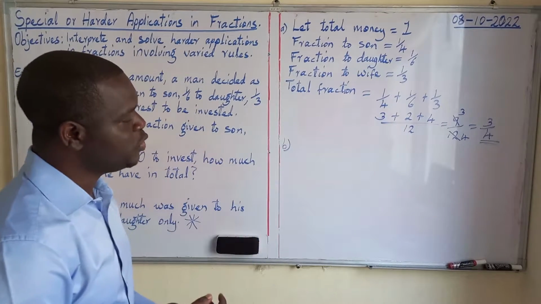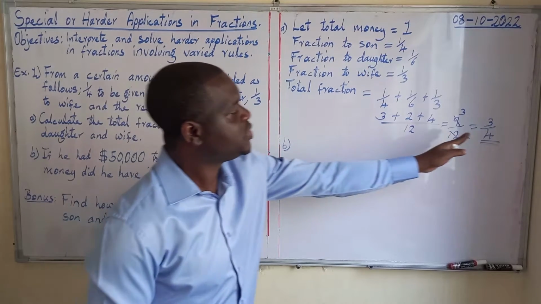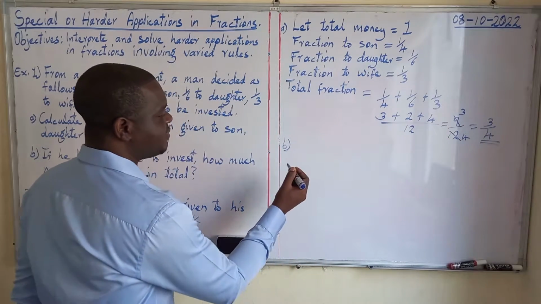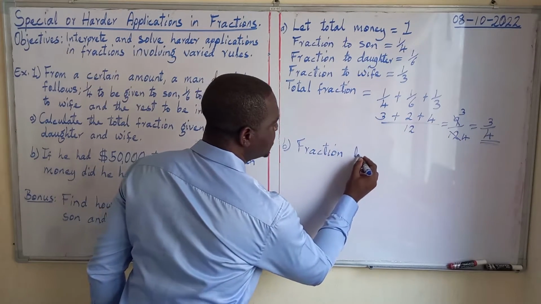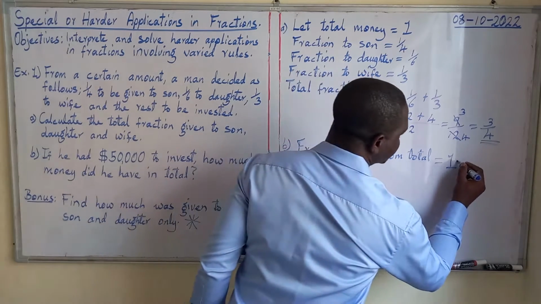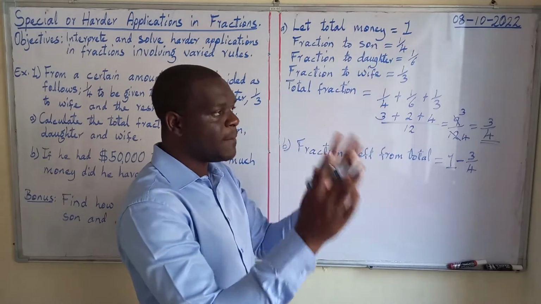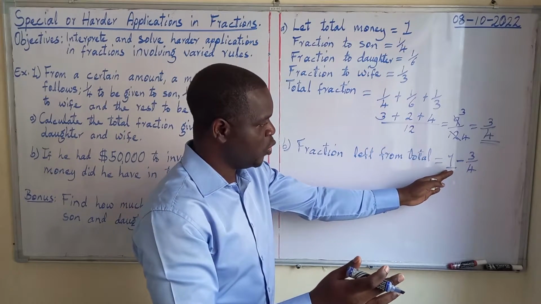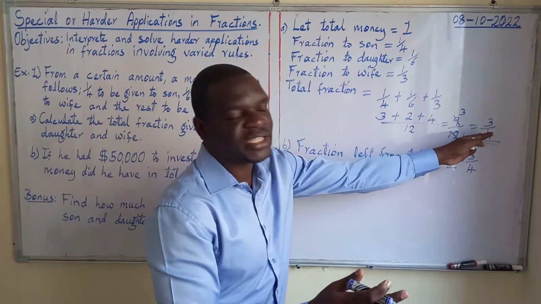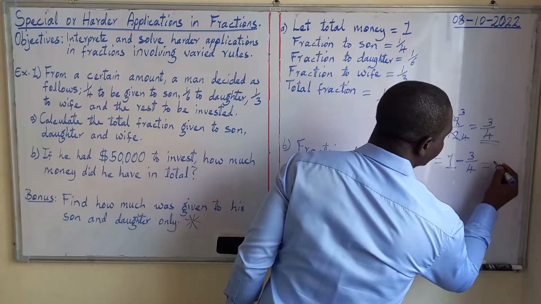Now let's go to B. We know the total fraction here, and we know the total that is given out. So we can find fraction left from total will be equal to 1 minus 3/4. Why 1 minus 3/4? The total amount is 1 as a whole, and this is the total fraction that has been given out. So if you subtract from it, you're going to have a quarter.